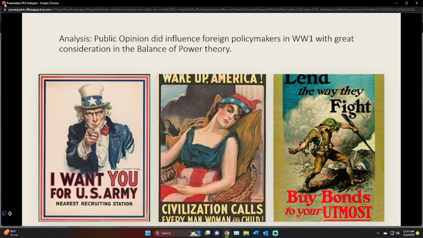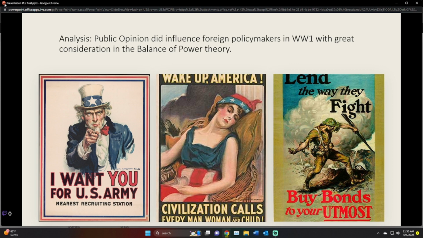The three posters I have on my screen start with Uncle Sam. Uncle Sam was meant to encourage men to enlist in the military and to encourage civilian support for the entry of the United States into World War I. The caption reads, "I want you for the U.S. Army," and Uncle Sam is pointing directly at the viewer with a serious expression. As you can tell by his attire, it's meant to improve patriotism throughout the war.